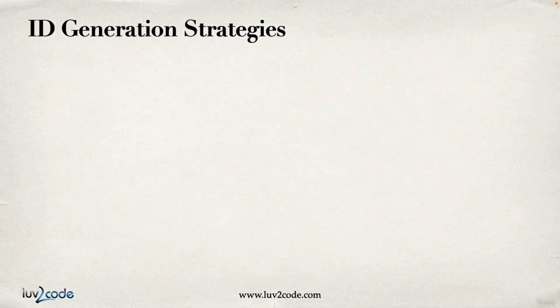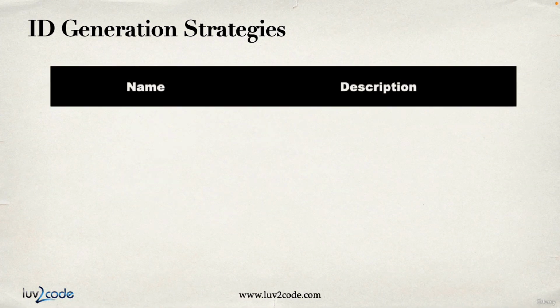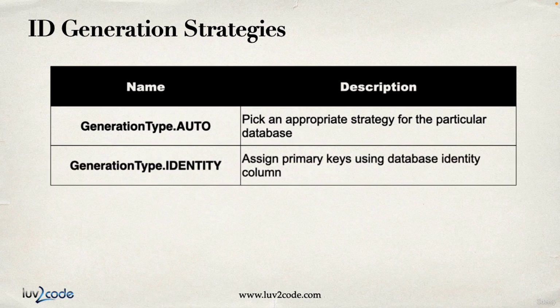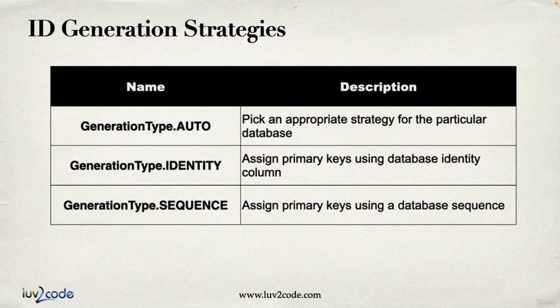Now, a bit more here on the ID generation strategies. The first one here is generation type auto. It'll basically pick an appropriate strategy for the particular database. Next, we have this generation type identity. That's the one that we're using. So we're going to assign primary keys using the database identity column or primary key column. Another approach here is the generation type.sequence. You can assign primary keys using a database sequence.